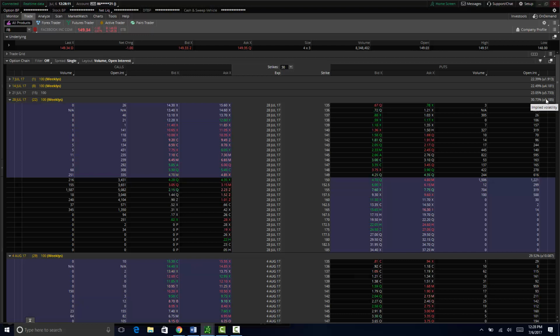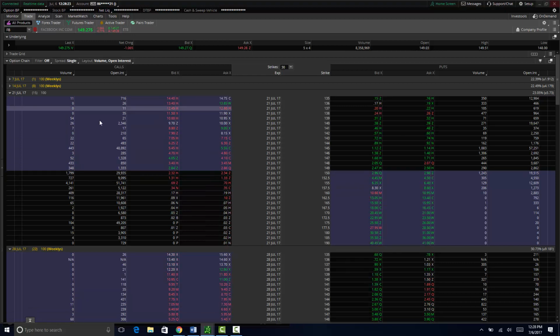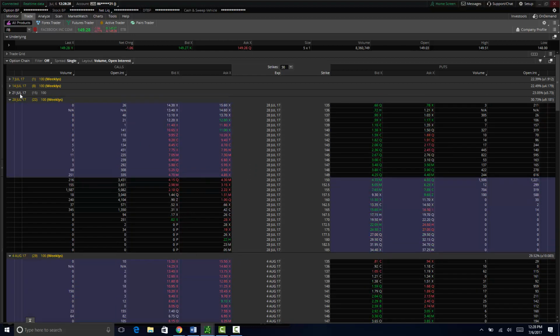And the market makers are thinking Facebook will move $9 between now and July 28th expiration. And if you look at the option prices, the calls and the puts at the money, see how they're about $4 and change compared to the prior week, which is only about $2 and change.